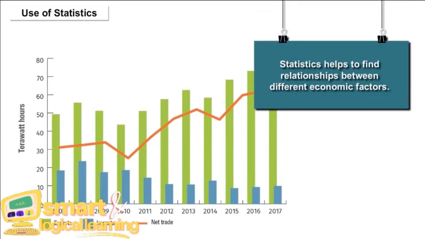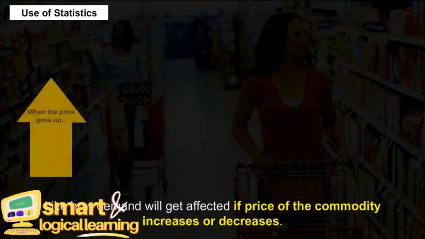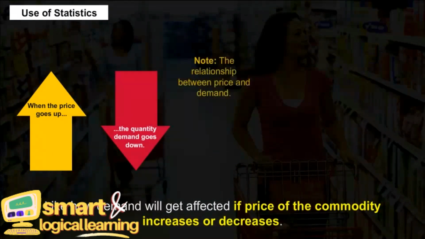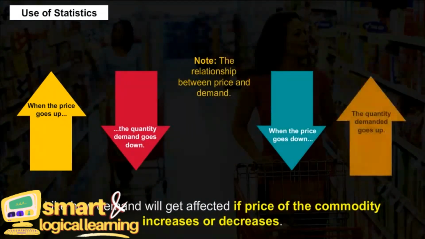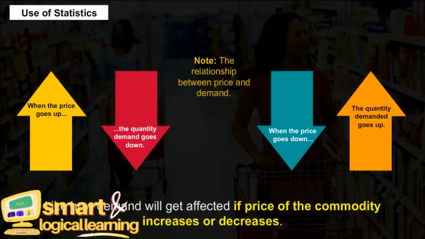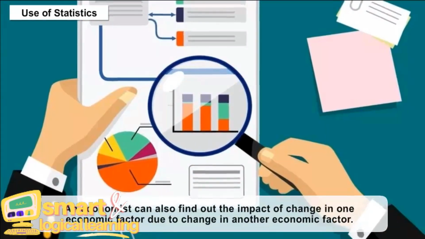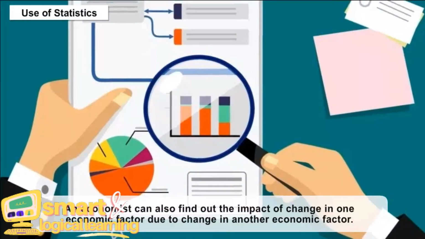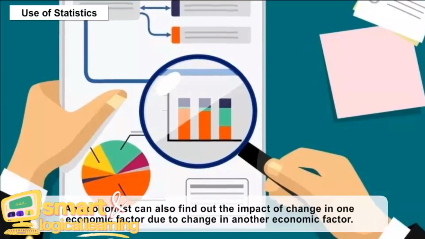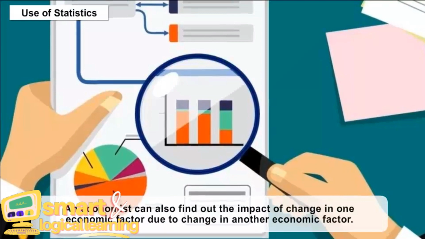Statistics helps to find relationships between different economic factors. Like, how demand will get affected if price of the commodity increases or decreases. Such relationships can be easily verified by applying statistical methods to their data. An economist can also find out the impact of change in one economic factor due to change in another economic factor.